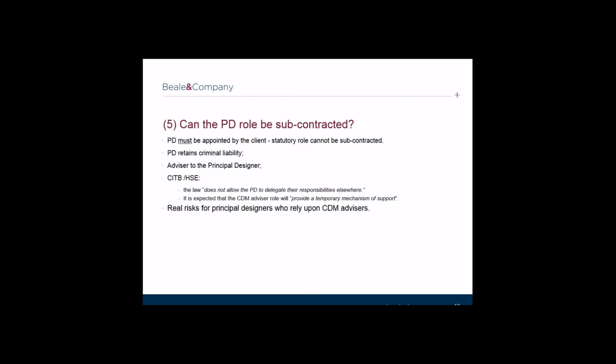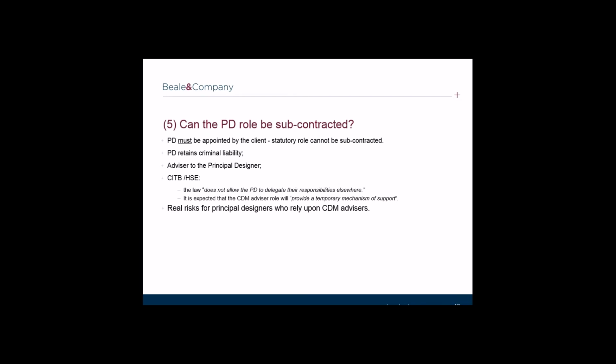Can the principal designer role be subcontracted? As we've said previously, the PD must be appointed in writing by the client. HSE guidance published on the CITB website makes clear that the law does not allow the PD to delegate their responsibilities elsewhere. The HSE have acknowledged that the design organisation or project management team who it expects to take on the PD role may initially lack some skill, knowledge and experience to do so. The PD is not therefore prevented from bringing in or buying in the services of specialists to ensure their organisation is equipped with that skill, knowledge and experience. And a number of PDs are appointing CDM advisors to do so.